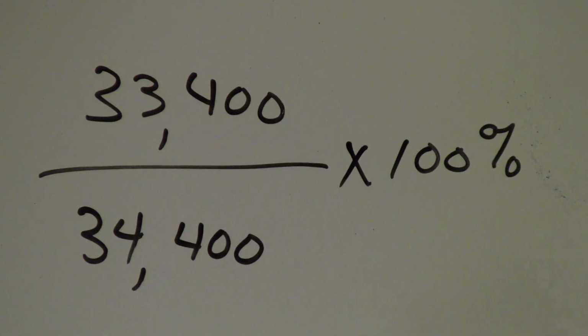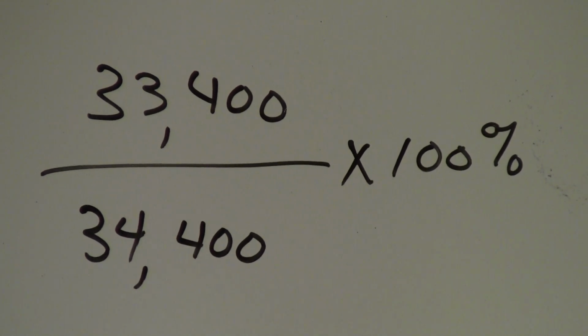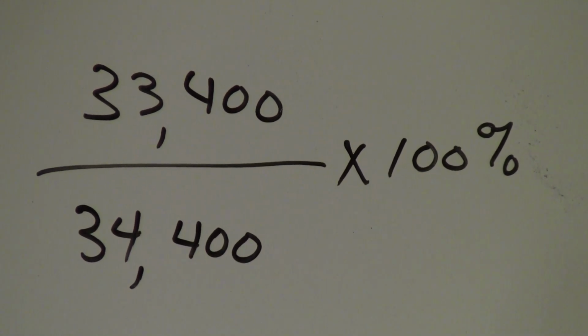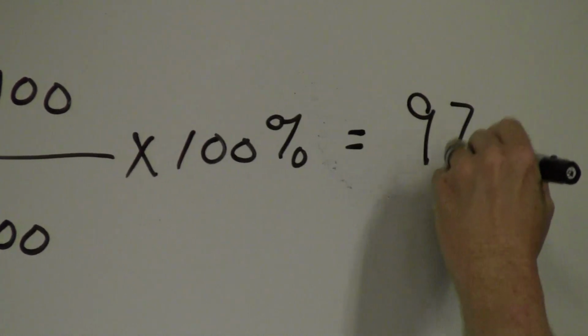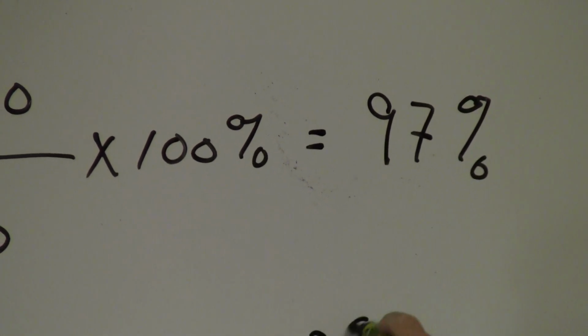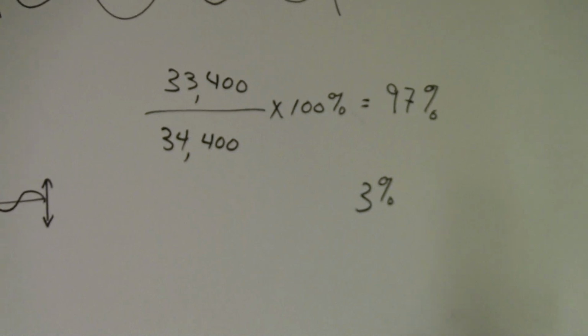Let's just see, well, I'll actually grab my calculator. If I was doing this, I would say that I have 33,400, that's what I measured. In a perfect world, I would get 34,400, multiply by 100, and I am 97% correct, so my error is 3%, right? How far away am I from 100?